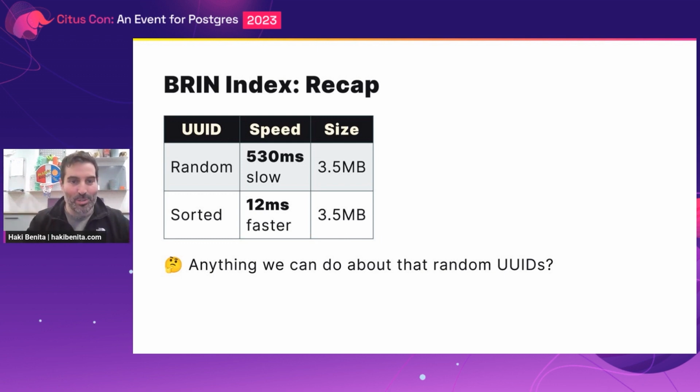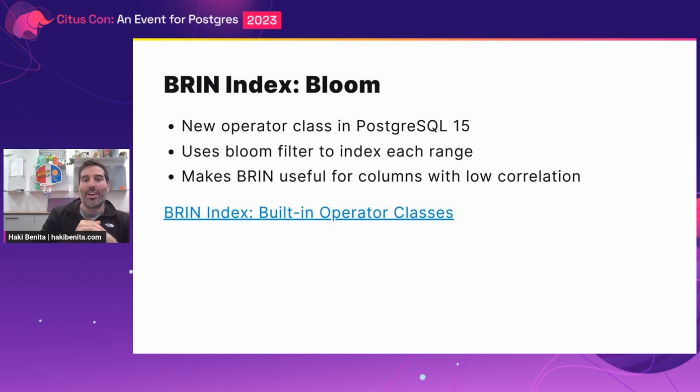99% of the developers would stop here. But there is something we can do about this random UUID. There is a way we can use a BRIN index for the random UUID. This is where a very exciting new feature in Postgres 15 comes in very, very handy, and that's the Bloom operator class for BRIN index.